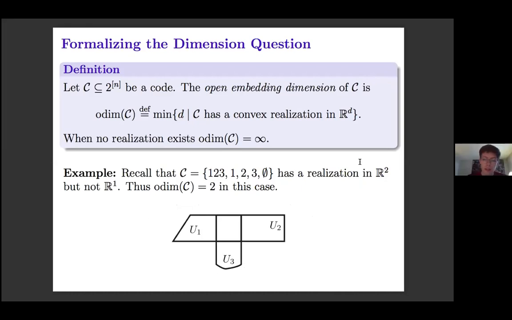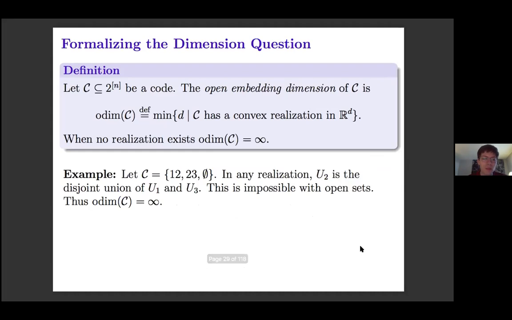So the one I just showed has open embedding dimension 1. The one we saw before has open embedding dimension 2. Here's my realization in R^2, and I briefly mentioned that we cannot flatten this into a line. One other example I wanted to give is this very simple code with 3 different codewords and 3 neurons. Here I claim I can never find a realization, no matter how big my space is. Why is that?